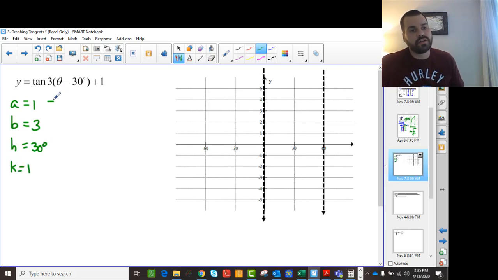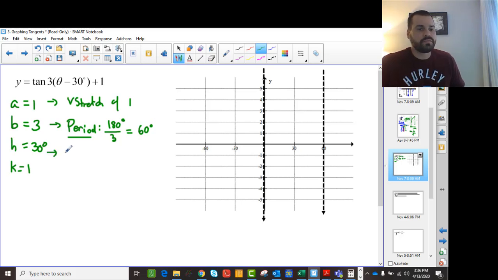So A being 1 tells me I have a vertical stretch of 1, or none, I guess. B being 3 tells me my period. My period then is going to be, and you have to be careful here because we're in degrees now, so the period is going to be 180 instead of pi divided by 3, and that comes out to 60 degrees. 30 being H means I have a 30 degrees to the right, horizontal shift, and this means 1 up.